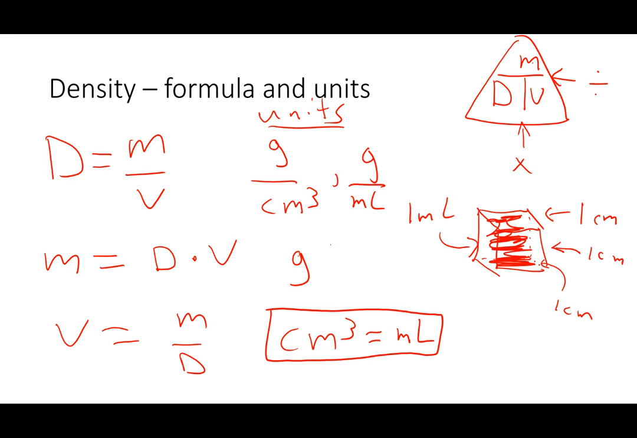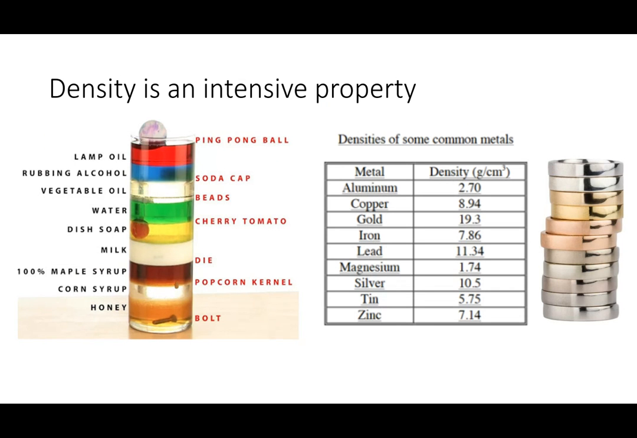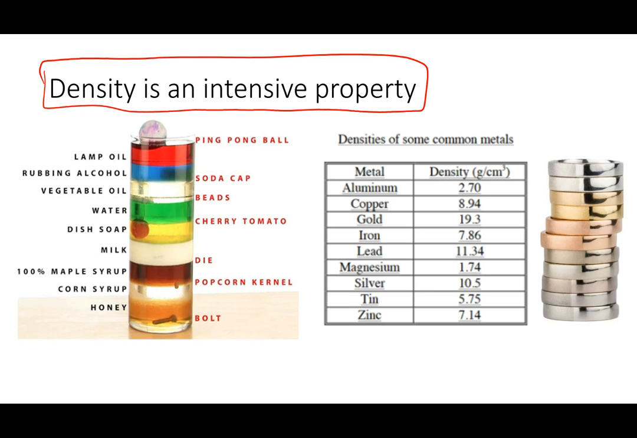Before we go into examples of how to use these formulas, I just want to point out some important things about density. Namely, that density is an intensive property. What this means is that density is characteristic of a particular substance. For example, aluminum has a density of 2.70 grams per cubic centimeter. Copper has a density of 8.94 grams per cubic centimeter.